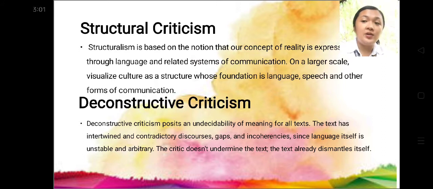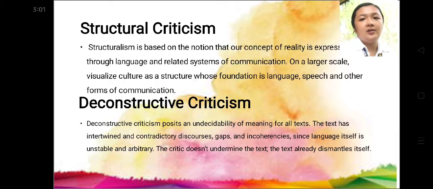Structuralism is based on the notion that our concept of reality is expressed through language and related systems of communication. On a larger scale, visualize culture as a structure whose foundation is language, speech, and other forms of communication. So structural, from the root word structure, is expressed through language.